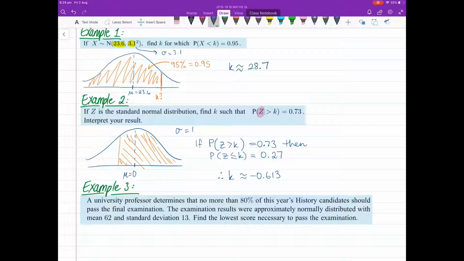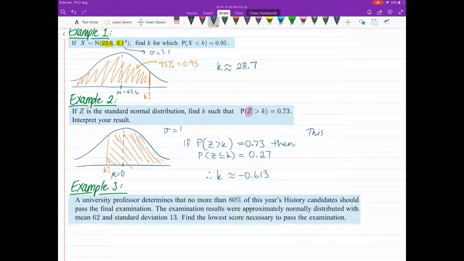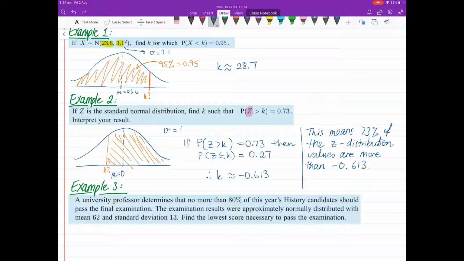Okay, so it says interpret your result. What that means is that 73% of your Z distribution values are greater than negative 0.613. So that's your K here. Okay, I'll just write that in for you. This means 73% of the Z distribution values are more than minus 0.613.